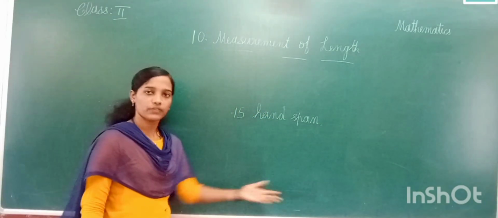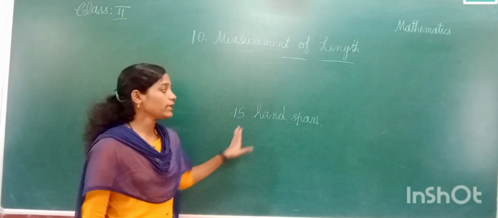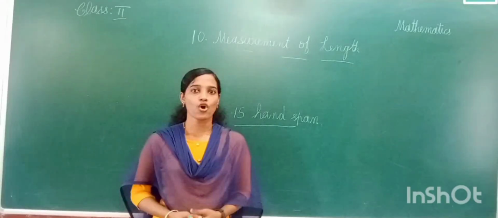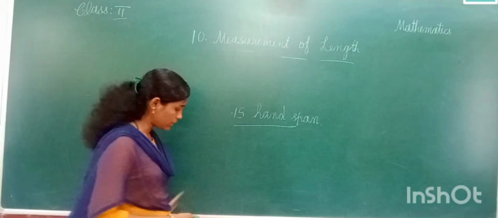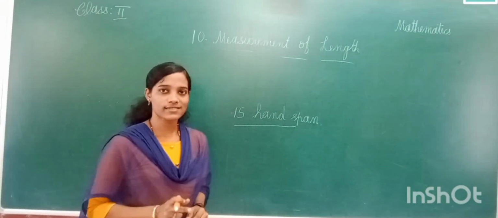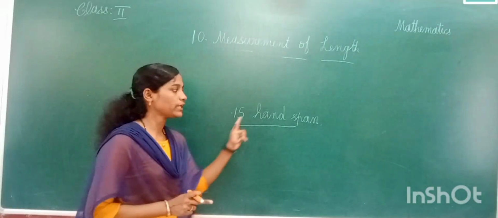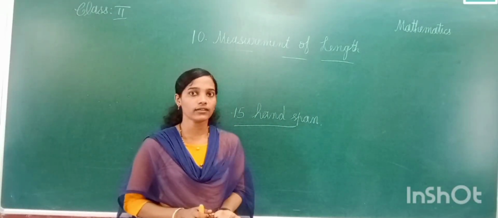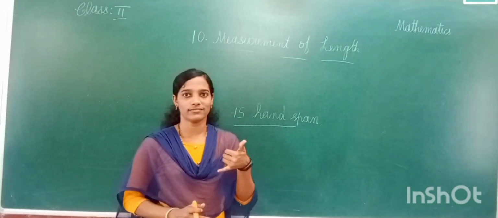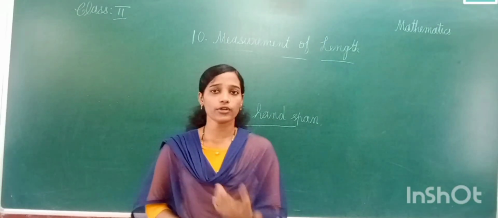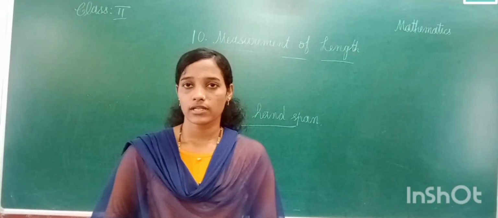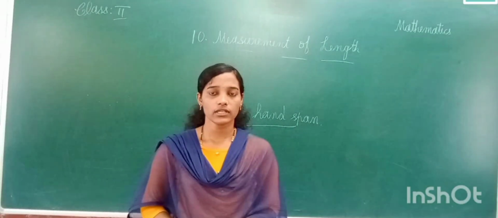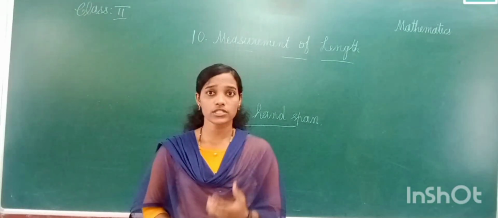So the length of this board is 15 hand span long. So how much is the length of this board from here to there? Yes, it measures 15 hand span. So this is how we measure things using hand span. Now hand span is not the only method of measuring. Sometimes, according to the situation, there are other convenient methods of measuring things.